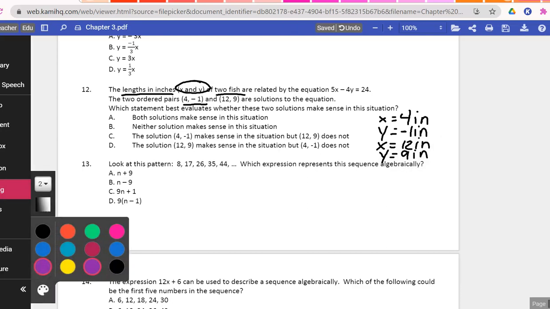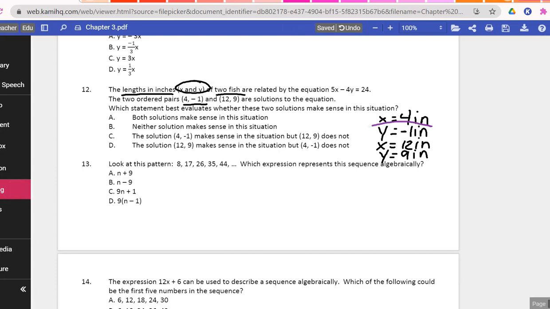So something that doesn't make sense is this fish with a length of -1 inches. This ordered pair does not make sense because fish cannot have negative inches in length. So answer choice D is the one you want to choose. The solution 12,9 makes sense. A 12-inch fish makes sense. A 9-inch fish makes sense.